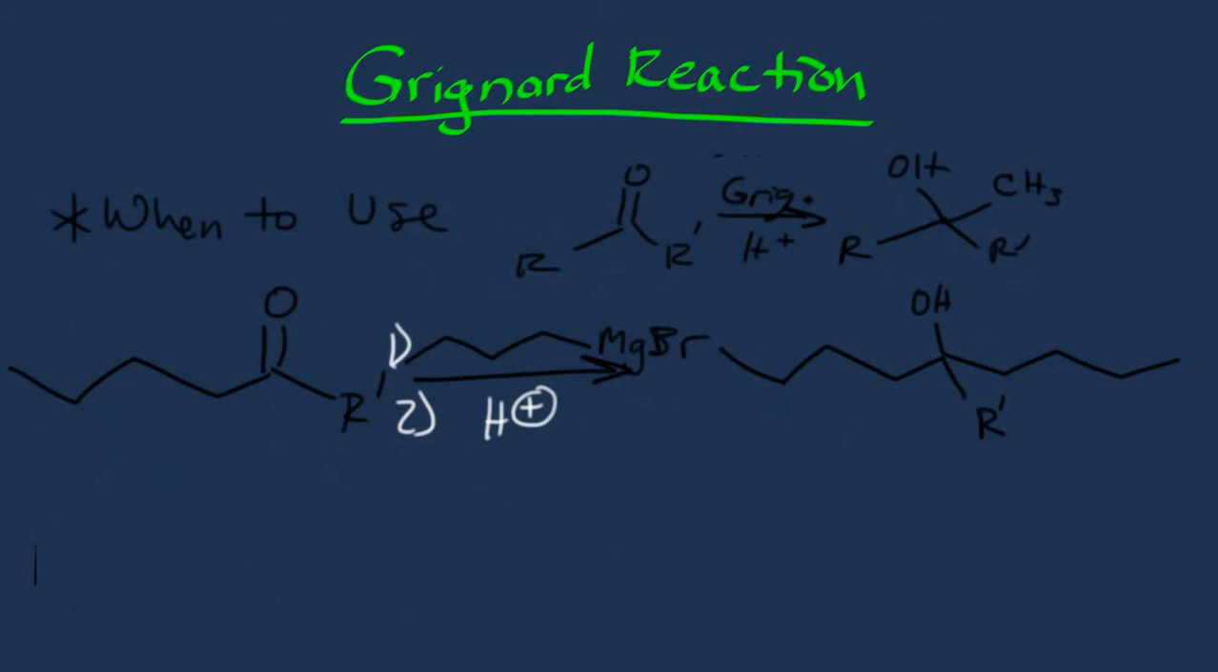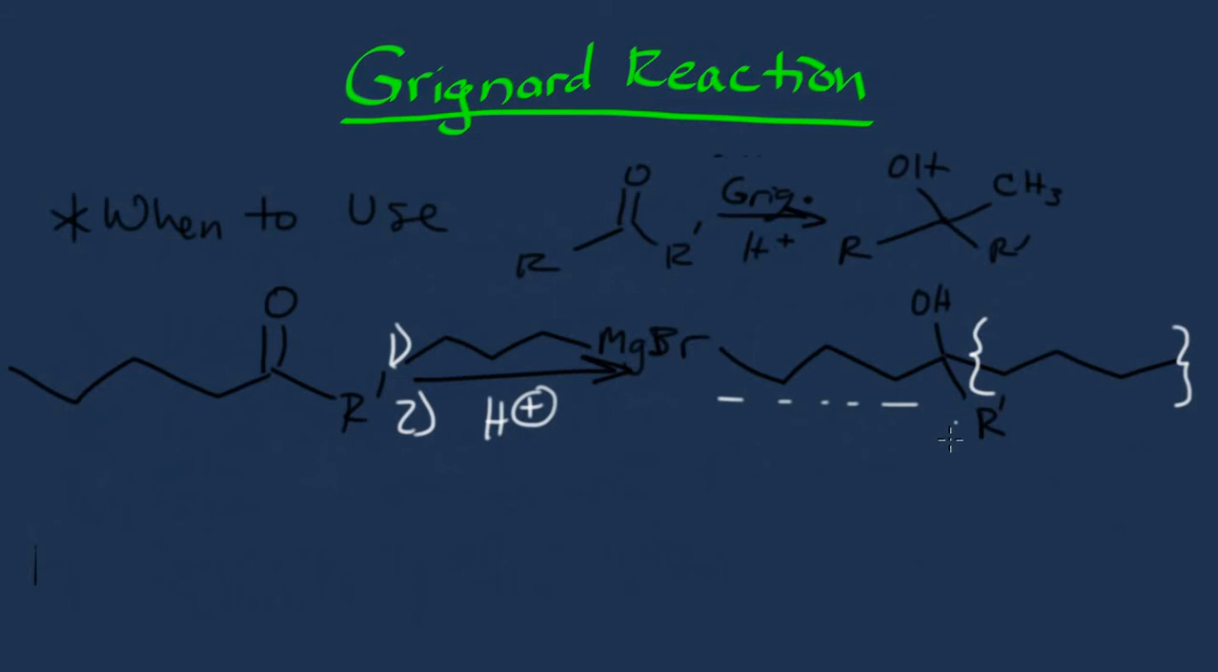So we've attached this group onto our parent chain, or the beginning chain, whatever you want to call it. So here we've used a Grignard to extend a carbon chain.